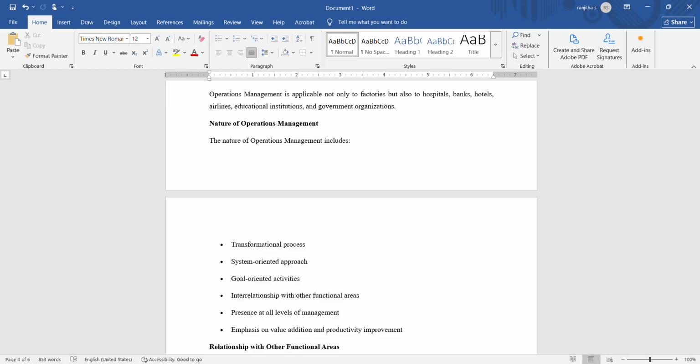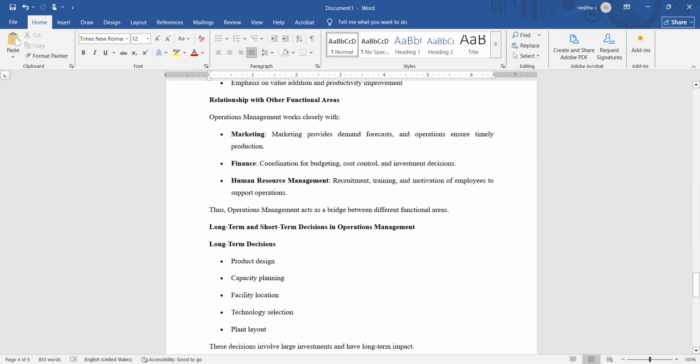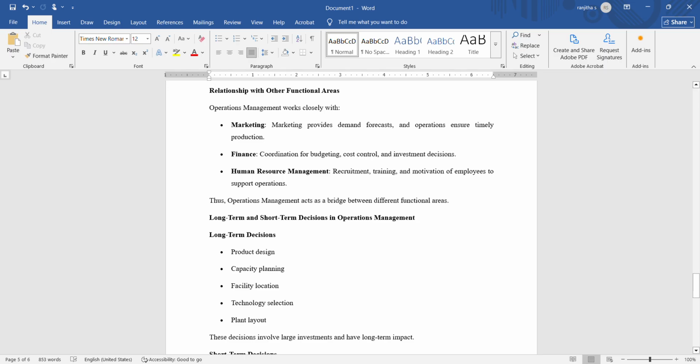It exists at all levels of management. Top level management focuses on strategic decisions, middle level management focuses on tactical decisions, and lower level management focuses on operational decisions. Operations management also emphasizes value addition and productivity improvement. Now, let us understand the relationship between operations management and other functional areas.